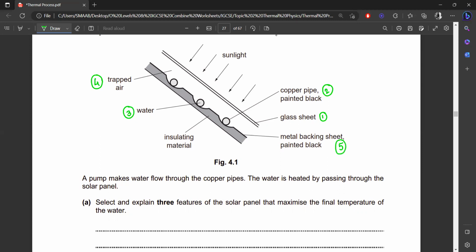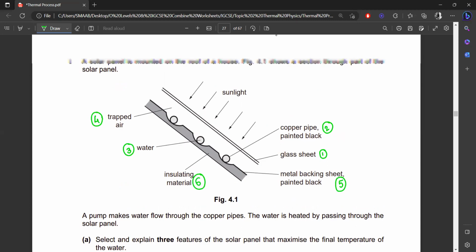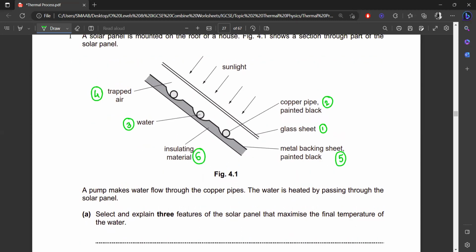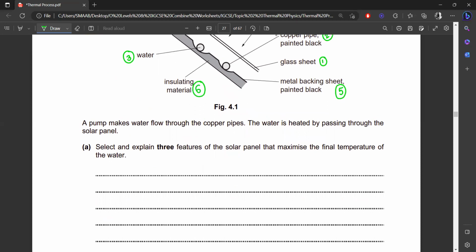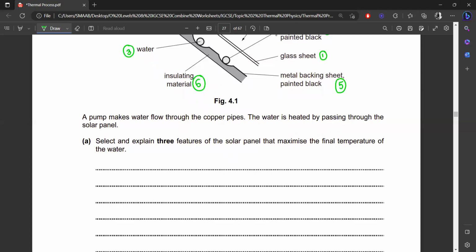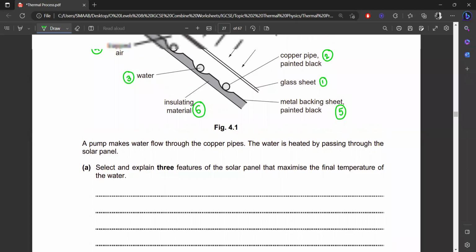and some insulating material, so heat will not conduct on to the roof. It will only be conducted by the pipes which are painted black. Okay, so this is the process, and we are using this sunlight to increase the temperature of water. A pump makes water flow through the copper pipe. The pipe is heated by passing through the solar panel. So the main purpose is to heat water. State and explain three features of the solar panel that maximize the final temperature of the water.